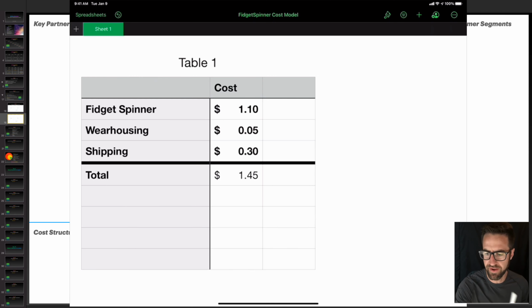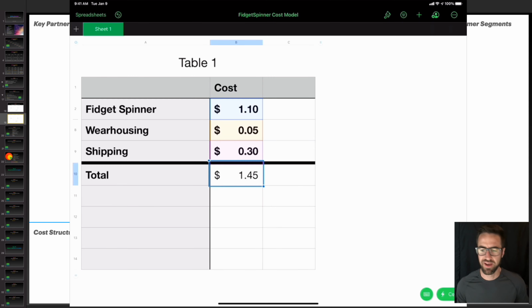All right, I just noticed a little error in the table here. The value summing up here was adding up all the components twice. So we were getting 2 fidget spinners for the price, and we were only paying for shipping and warehousing of 1 fidget spinner. I fixed that. All right, so here we have our number.